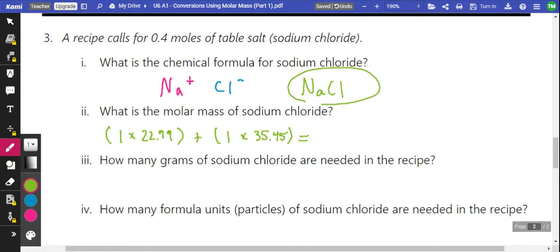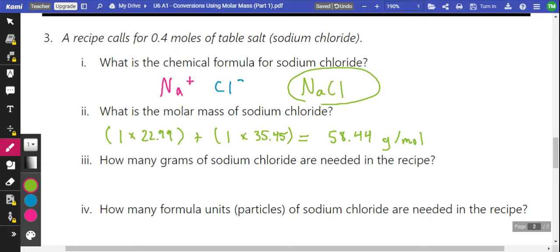Okay, so if I put that all together, 1 times 22.99 is just 22.99. 1 times 35.45 is just 35.45. So I take 22.99 plus 35.45, and I get 58.44. Well, molar mass has a unit of grams per mole, g/mol. Okay, so in a mole of sodium chloride, NaCl, there are 58.44 grams of sodium chloride.